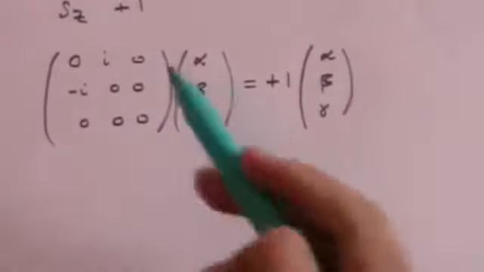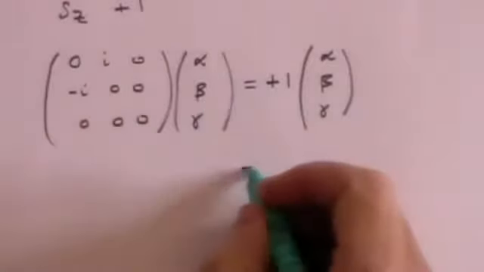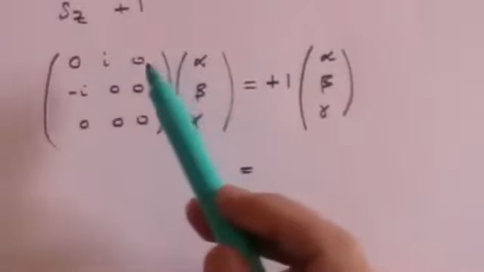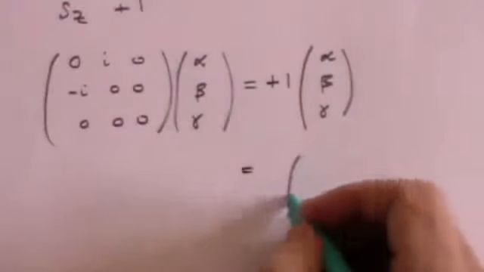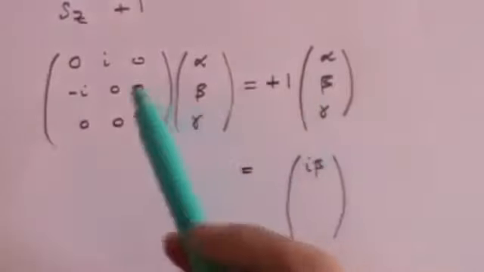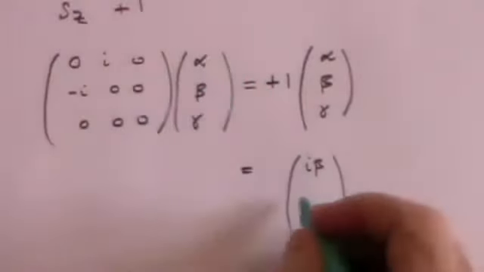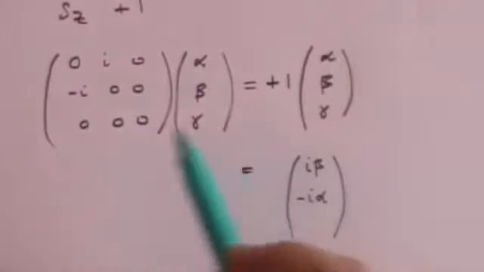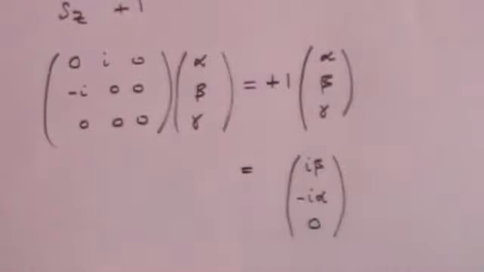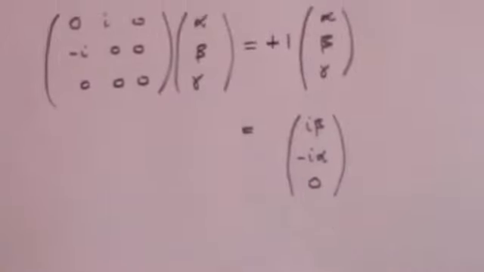But what do you get if you multiply this matrix by this eigenvector? Well, you're going to get 0 times alpha plus i times beta plus 0 times gamma. So the top term is going to be i times beta. The next one is going to be minus i times alpha plus 0 plus 0. So that's minus i alpha. And then you're going to get 0. So this has got to equal this, which means the 3 terms must be equal.